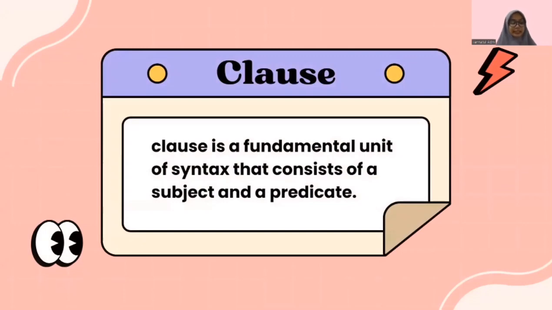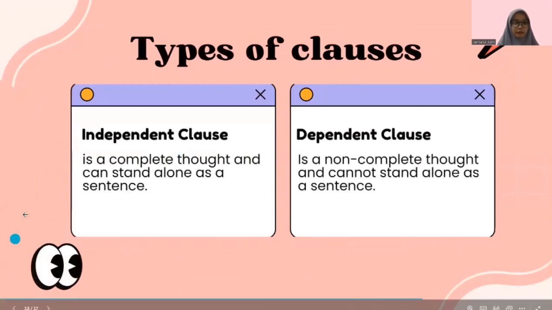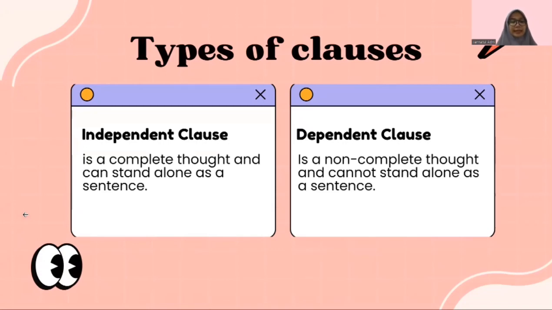Okay, the next material is clause. A clause is a fundamental unit of syntax that consists of a subject and a predicate. And there are two types of clauses. The first is the independent clause. It is a complete thought and can stand alone as a sentence. While a dependent clause is an incomplete thought and cannot stand alone as a sentence. A dependent clause relies on an independent clause. So to make a complete sentence, we have to combine an independent clause and a dependent clause.